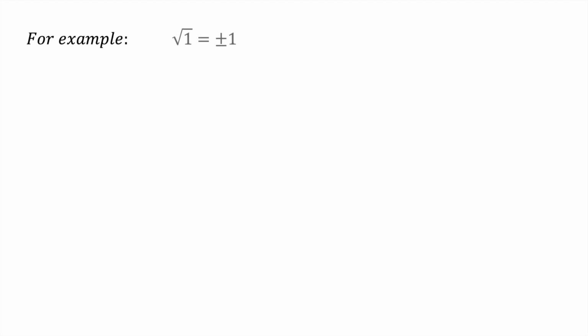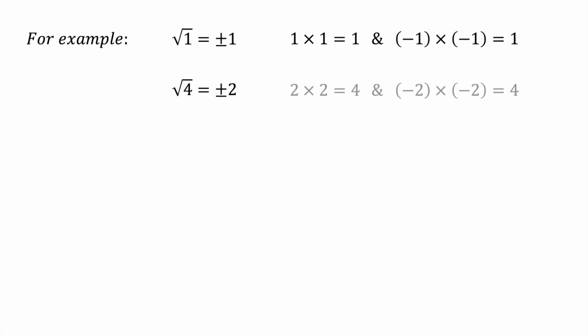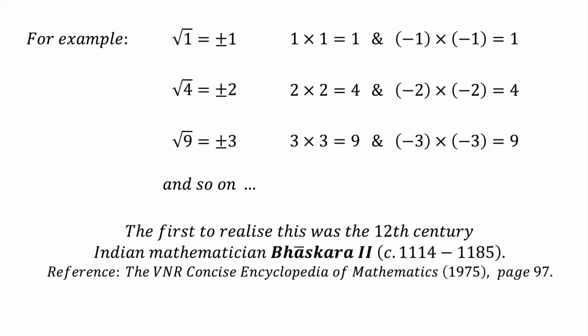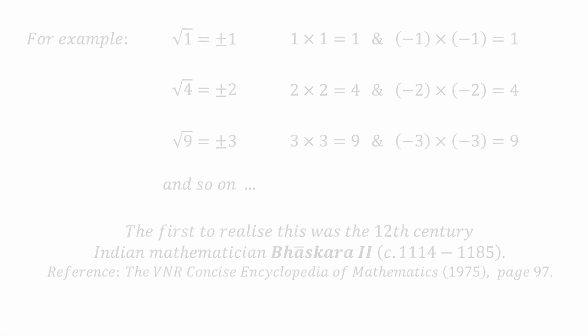For example, the square root of 1 equals plus or minus 1 because 1 times 1 equals 1, and negative 1 times negative 1 also equals 1. The square root of 4 equals plus or minus 2 because 2 times 2 equals 4, and negative 2 times negative 2 also equals 4. The square root of 9 equals plus or minus 3 because 3 times 3 equals 9, and negative 3 times negative 3 also equals 9. And so on. The first to realise this was the 12th century Indian mathematician Bhaskara II.